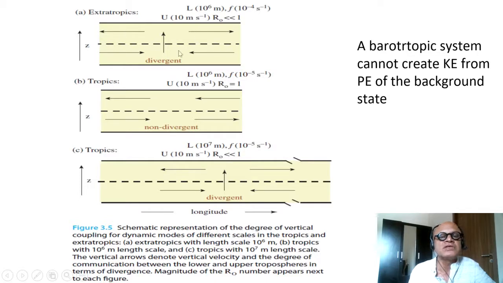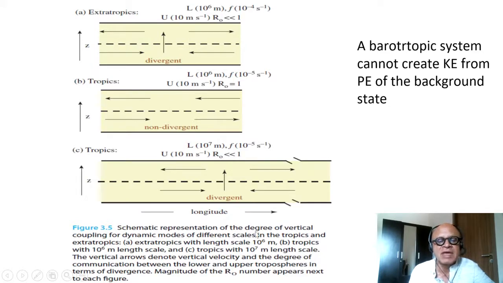Extratropics, where the system is divergent and you have small f and there is a background flow with Rossby number being less than 1, and you have spatial scales of 10 to the 6 meters. In the tropics at 10 to the 6 meters, you have much smaller f tending towards 0 for the same scale. If you have non-divergent flow, then there is no communication between the lower level and the upper level.